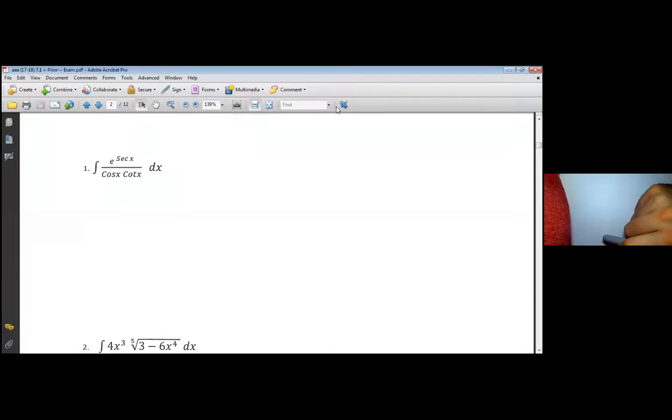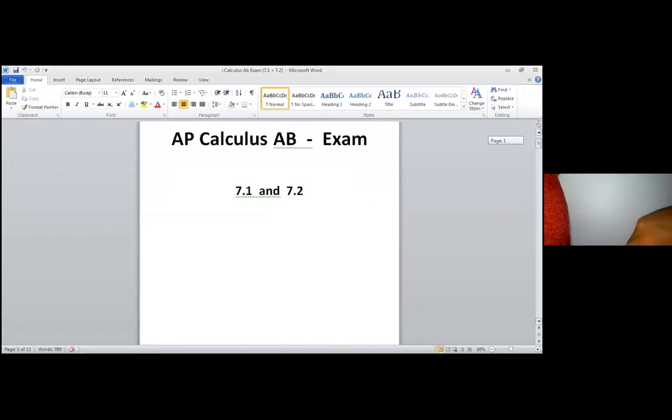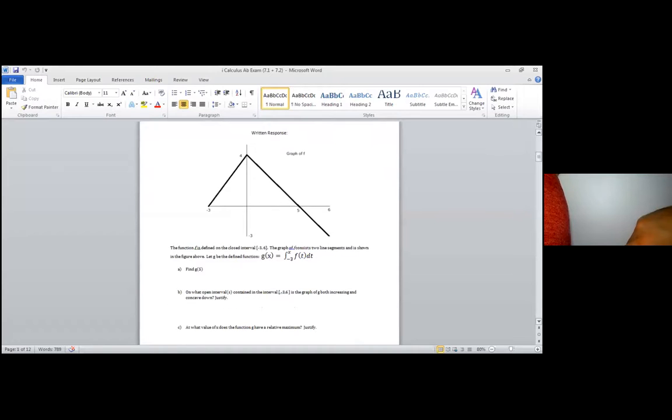and 7.2. Okay, hold on, let me look. Okay, does that look better? Yeah. Okay, cool.